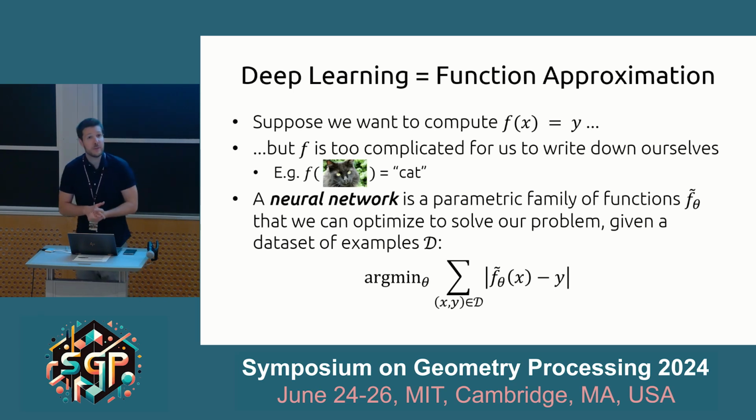So a neural network is something we can use to help us with this. A neural network is really just a parametric family of functions, some family of functions that has some parameter theta. And we can optimize those parameters to solve our problem if we have some data set of examples. So I have a big data set D of these x, y pairs, and I can try to find somehow a setting of this theta that minimizes some notion of the difference between the output of this function when run on the x's and the y's that it is supposed to produce. Basic idea.